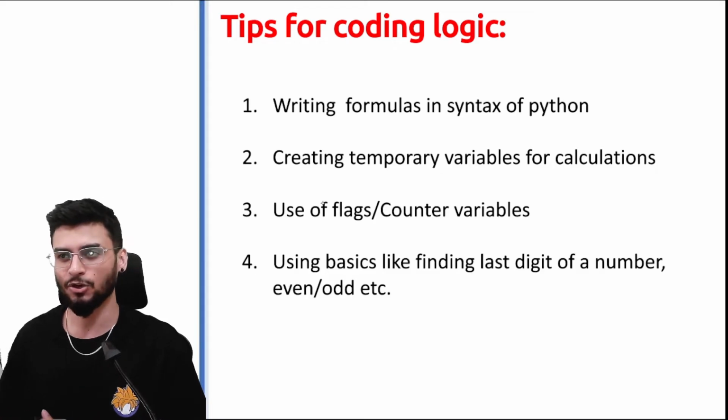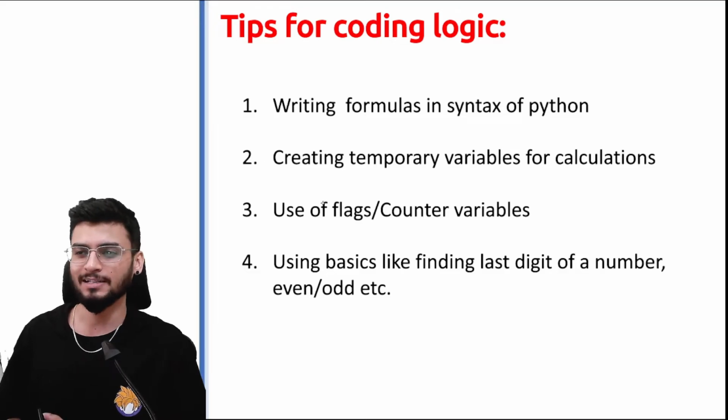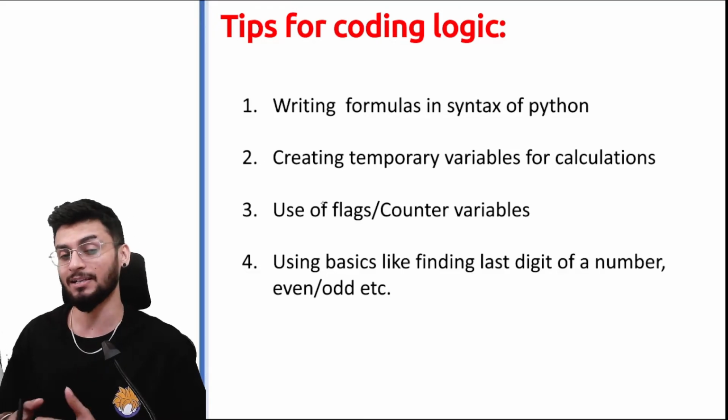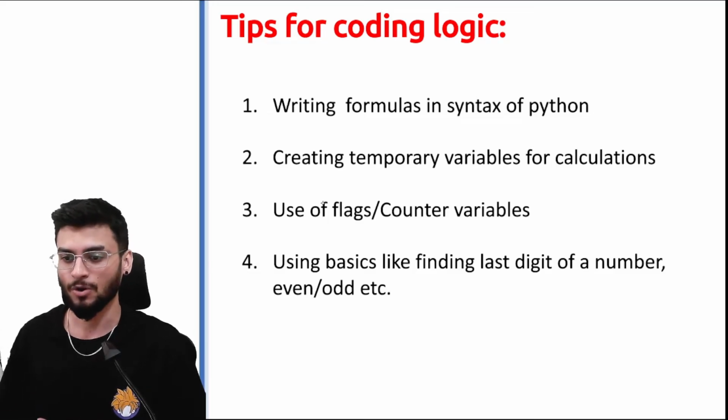It is just like your red light and green light, but inside a Python program. Also using a couple of techniques of finding the last digit of a number, or maybe finding if a number is even or odd. All these things help you write better code.